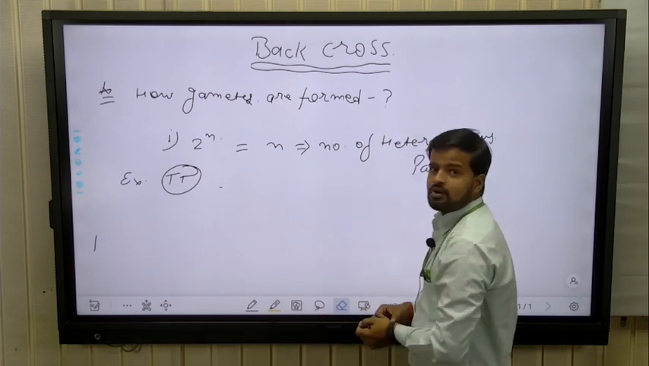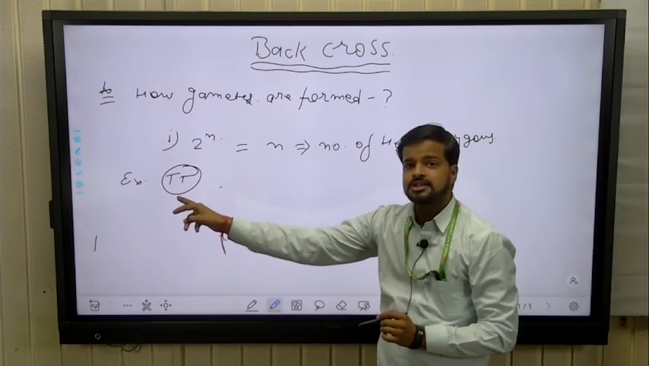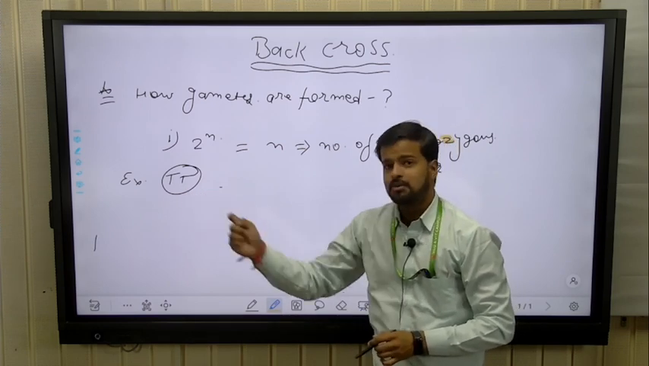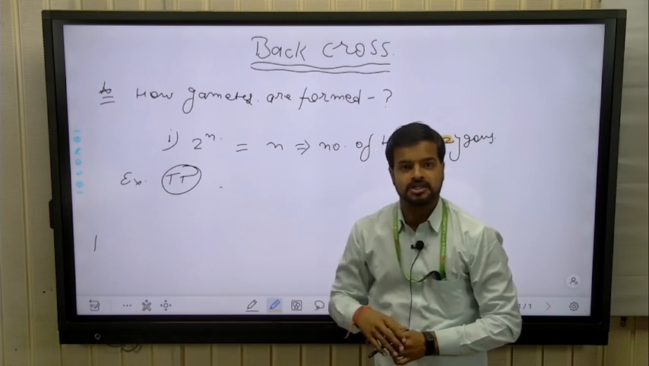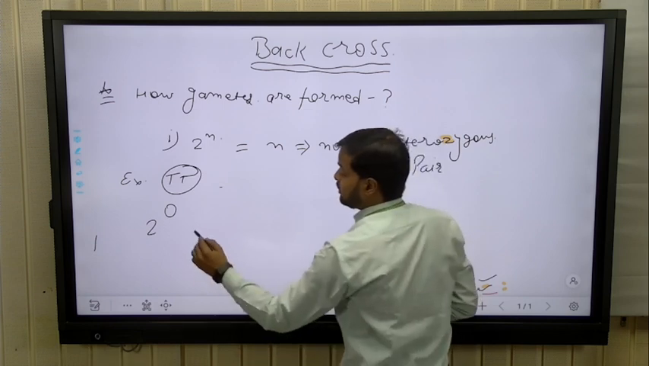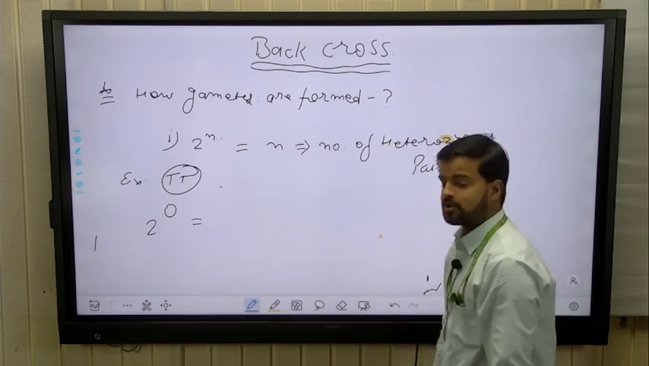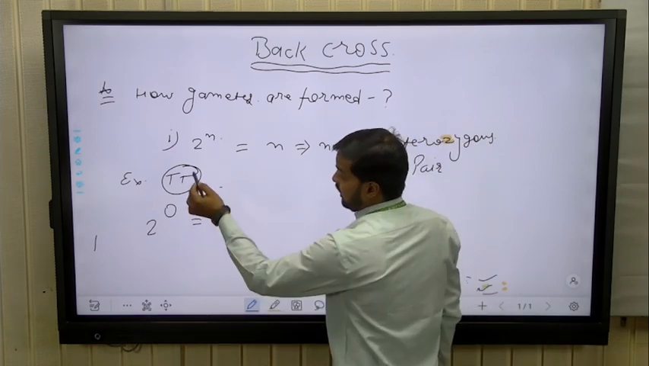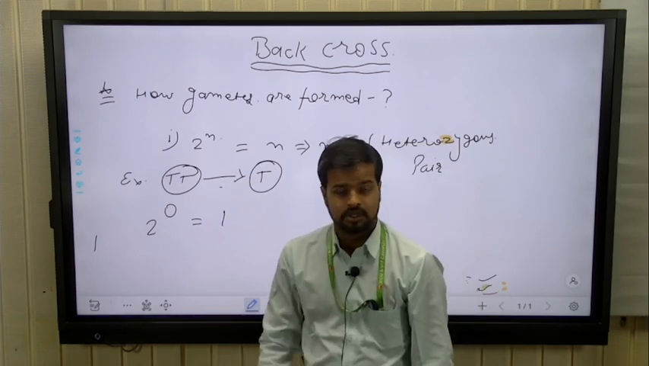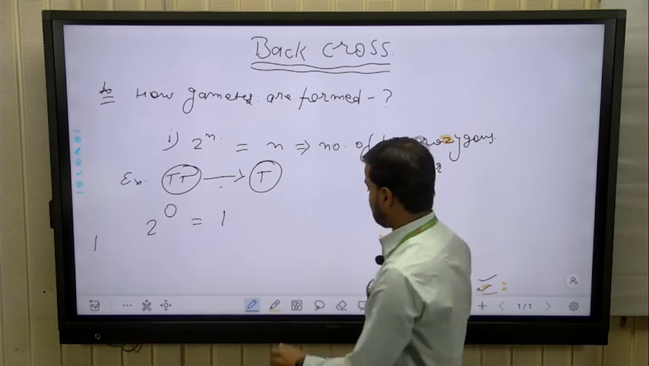The value of n is what? The value of n is 0, because the heterozygous pair is absent. That means only homozygous pairs are present. So the value of n is 0, and 2 to the power 0 is 1. Hence we obtain only a single gamete. It is clear how this trick works. Another example is what?